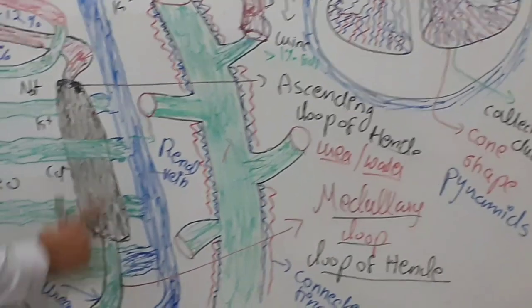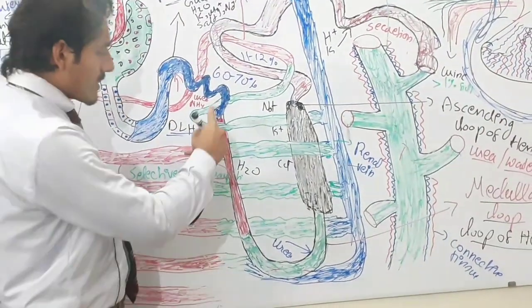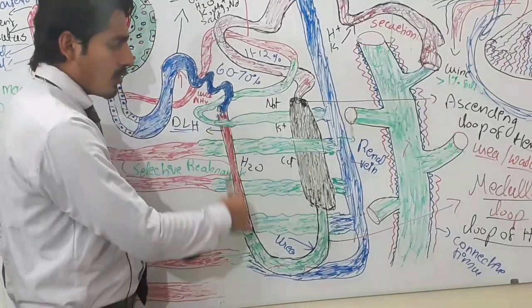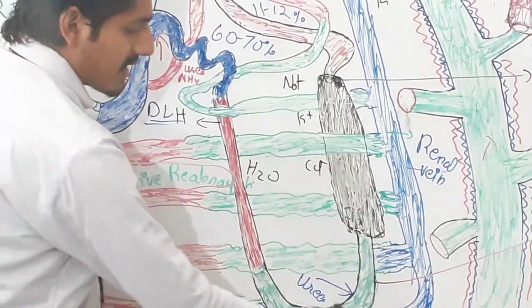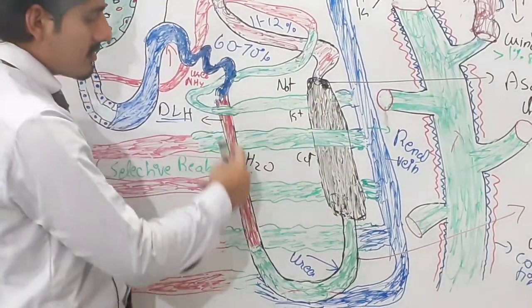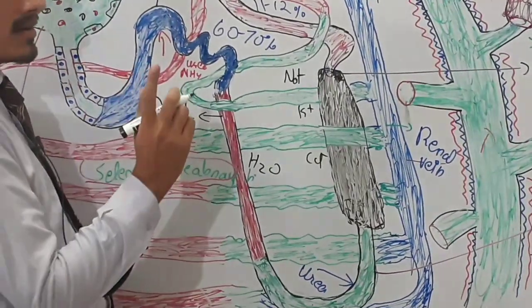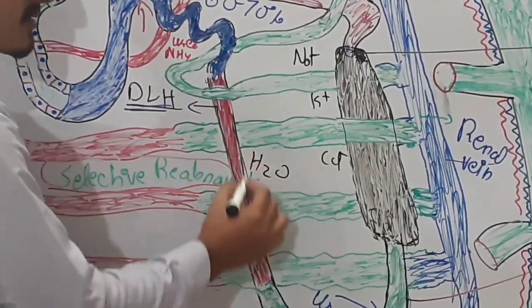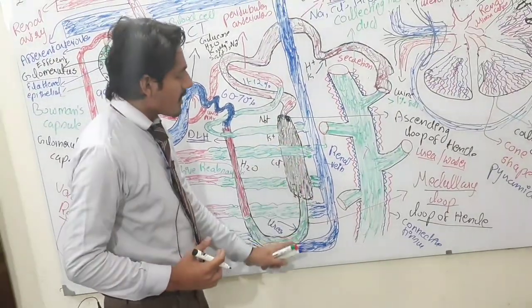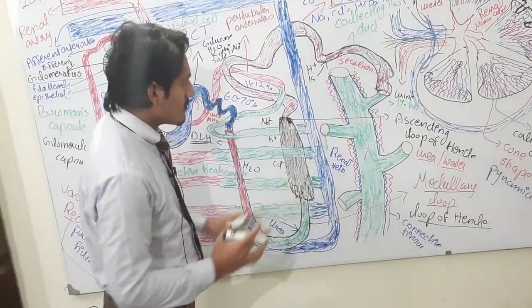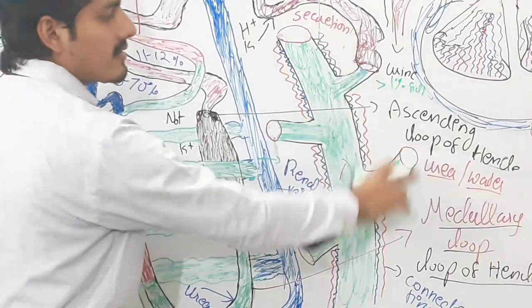This is a U-shaped structure which has two parts. The first one is the descending loop, and this one is the ascending loop. It moves downward and then goes upward. Therefore, this is called the descending loop of Henle, which is a thin part. And the next one is the thick part, which is the ascending loop of Henle. So there are two parts, the descending loop and the ascending loop of Henle.